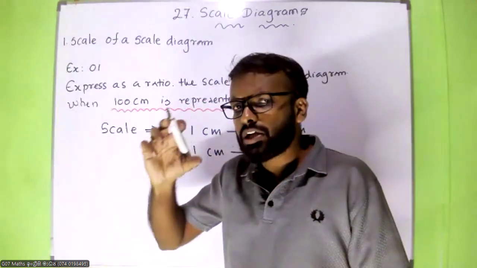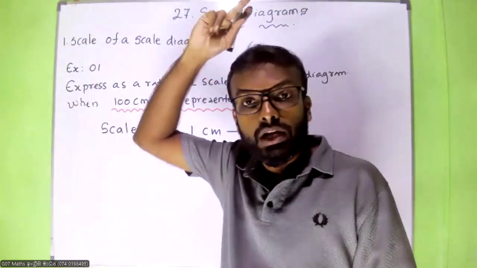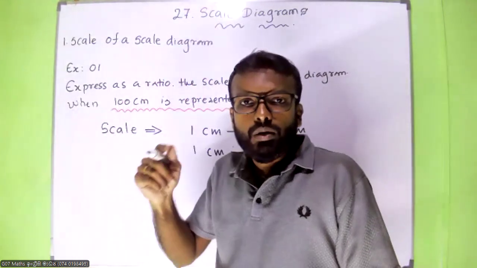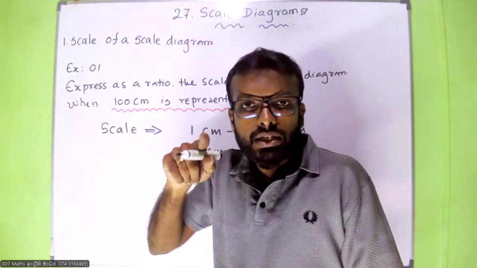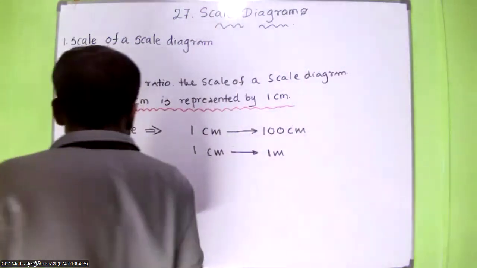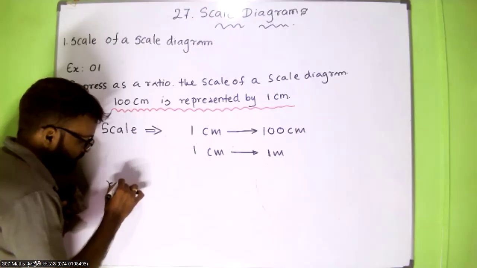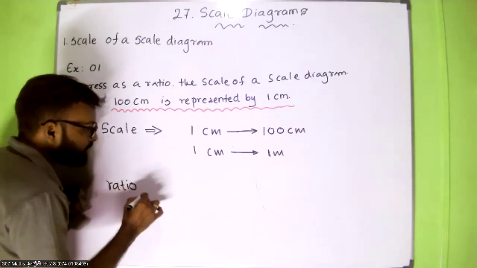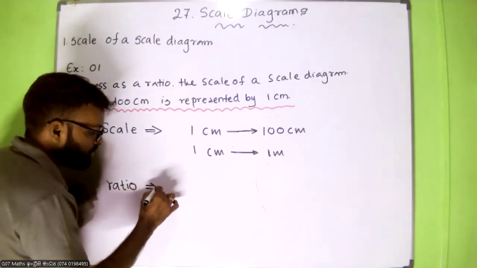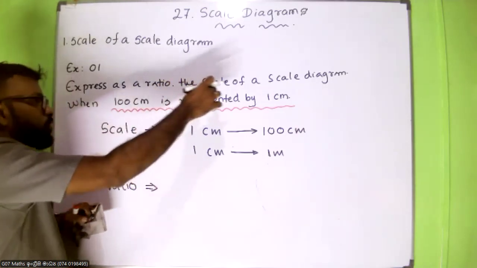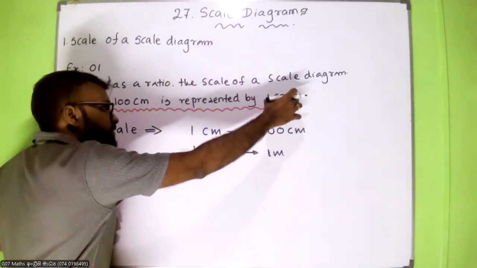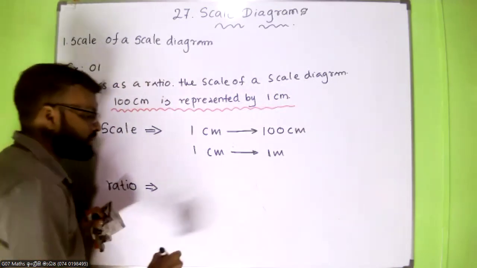When you are writing it as a ratio, keep in mind the point I gave you earlier: both sides should be in the same unit. So I am going to write the ratio. There is a pattern. How do you write the ratio? 1 centimeter represents 100 centimeters.